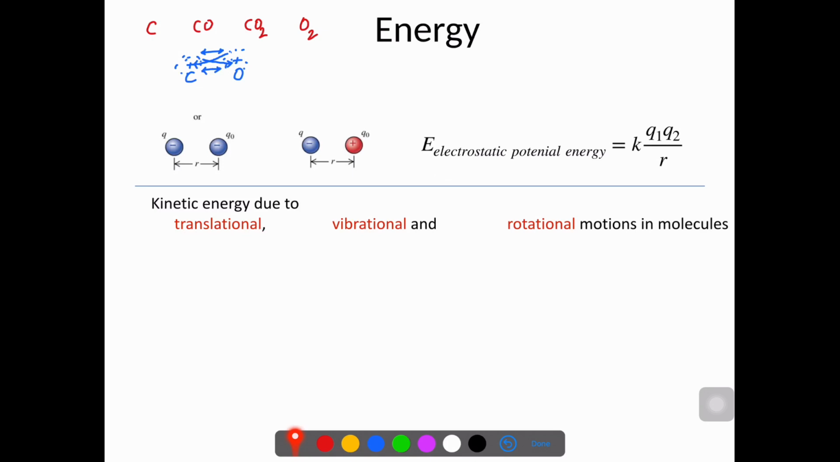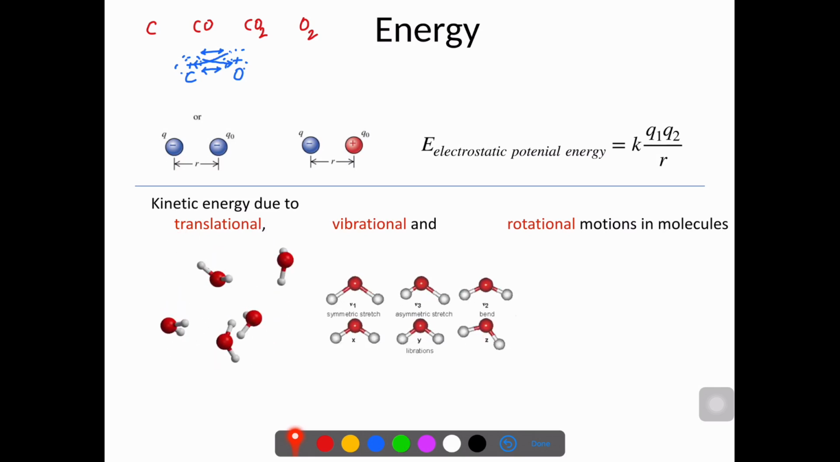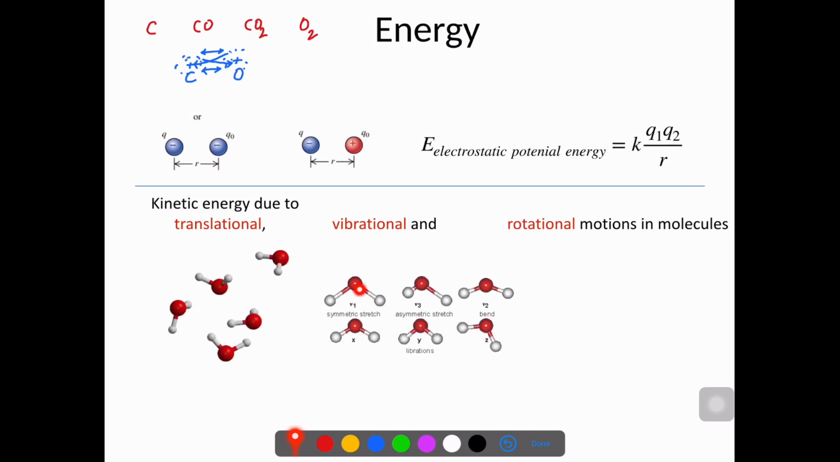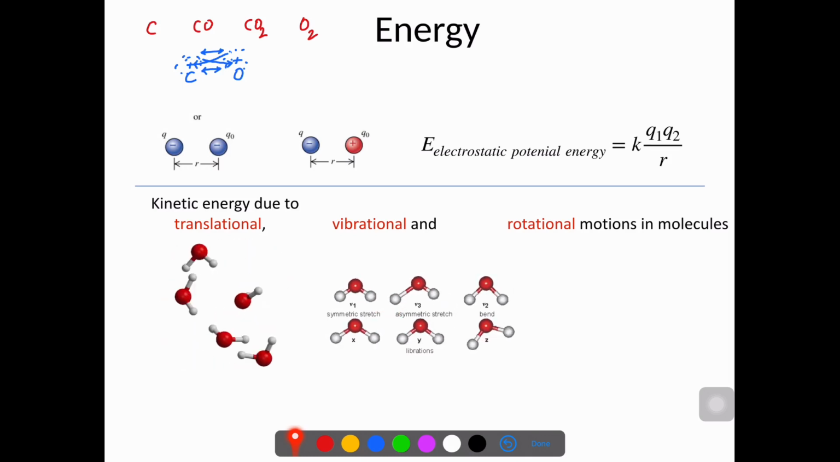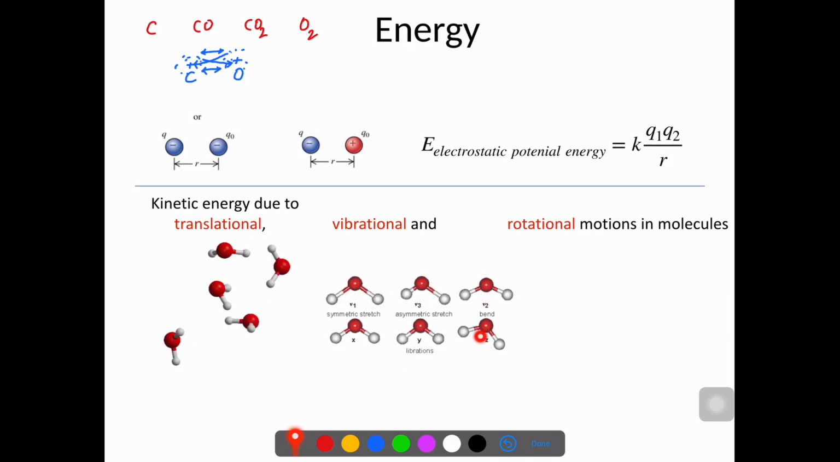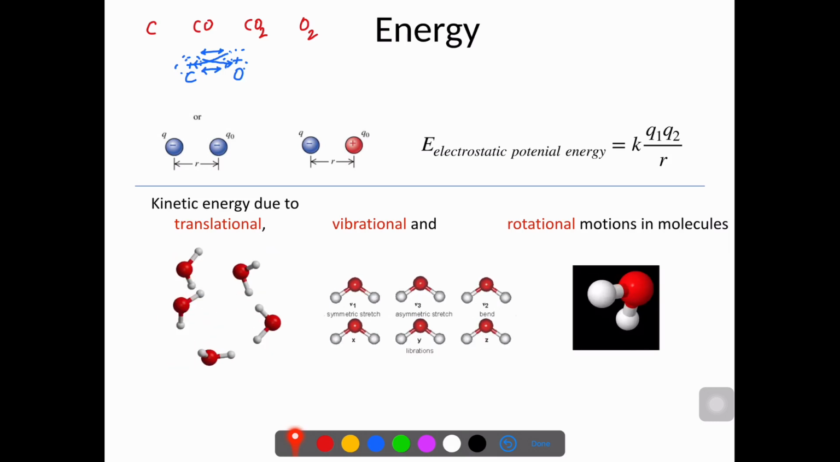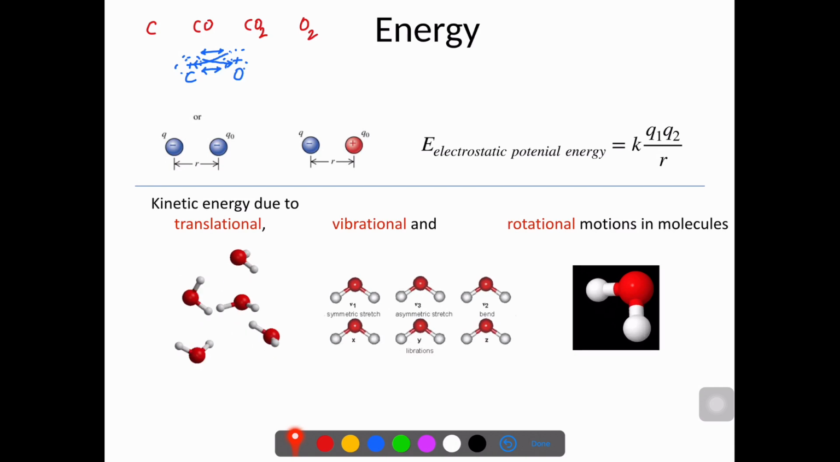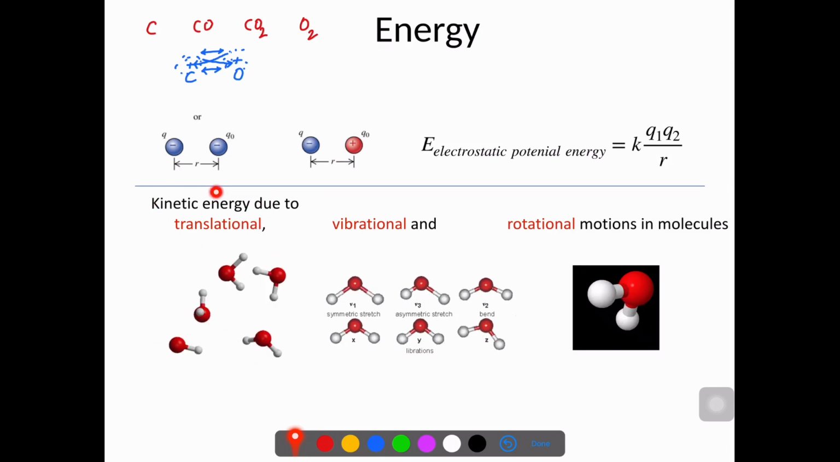There is translational motion. Molecules can go from one position to another. That's called translational motion. The bonds themselves can also move. The bonds can contract and they can expand. This is called vibrational motion. They can also bend and twist. There are also rotations: molecules can rotate around an axis. So all these motions together constitute the kinetic energy within a substance.